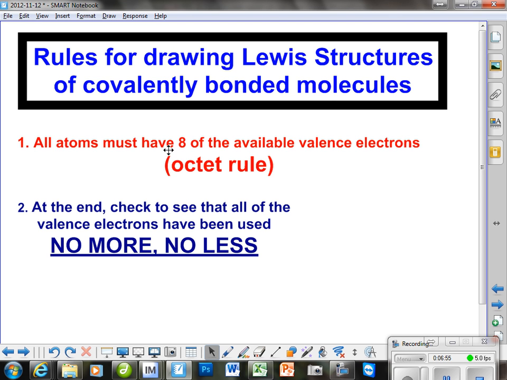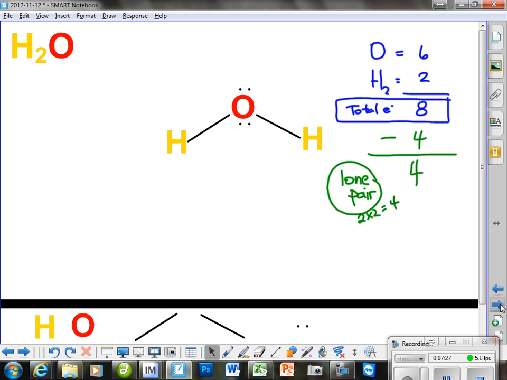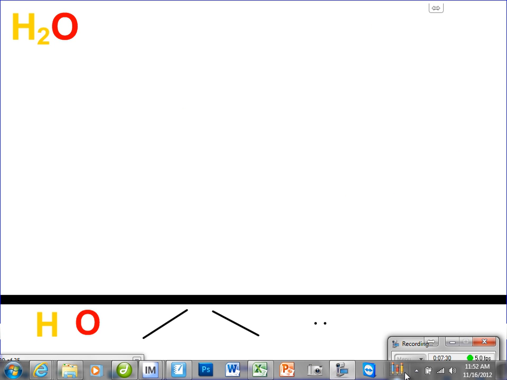All atoms must have 8 of the available valence electrons. That's called the octet rule. You're going to understand that better as I go a little further, so I'm just going to leave it at that. And at the end, meaning after you have the entire molecule put together and you think you've got your Lewis structure right, the second thing that has to be correct is the total of all the valence electrons that have been used. Got to have that right. You can't have more, you can't have fewer. So let's go on and actually build some stuff.